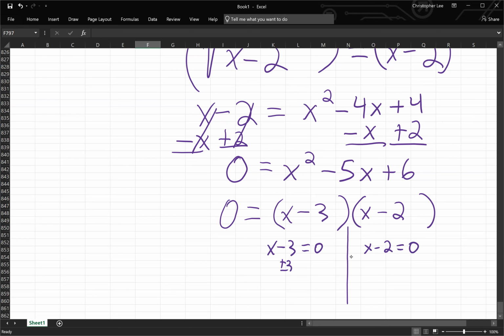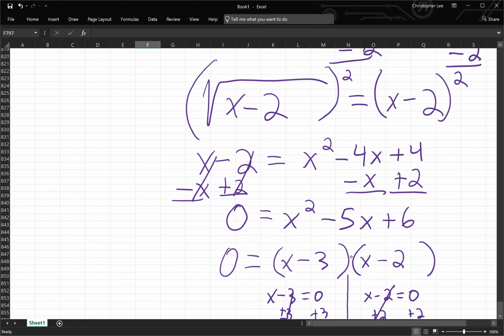I'm going to add 3 over here. What I do to one side, I do to the other. And I'm going to add 2 over here. What I do to one side, I do to the other. So what do I have? x is equal to 3 and x is equal to 2. That's it. All right. Check your answer, and you're good to go.